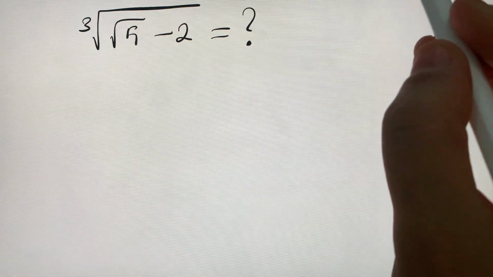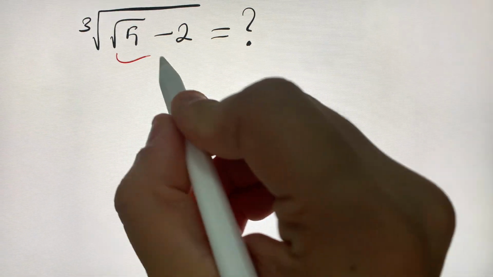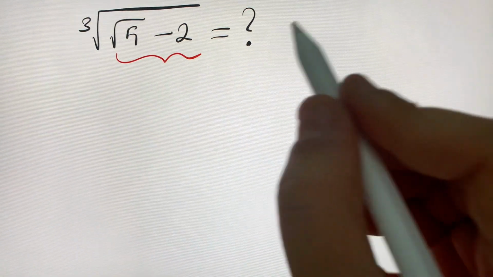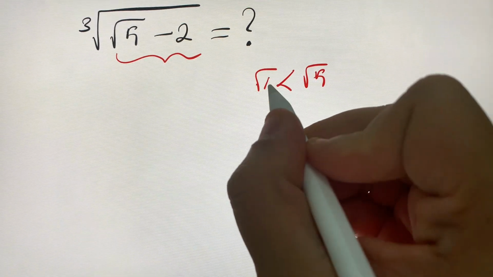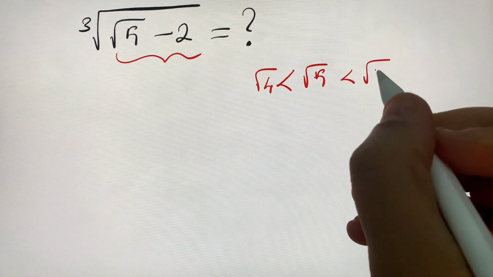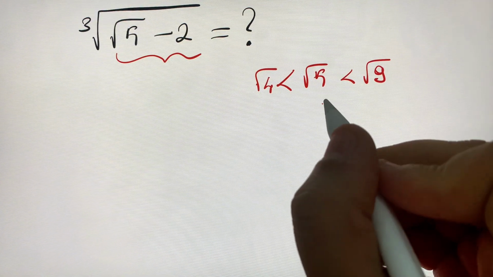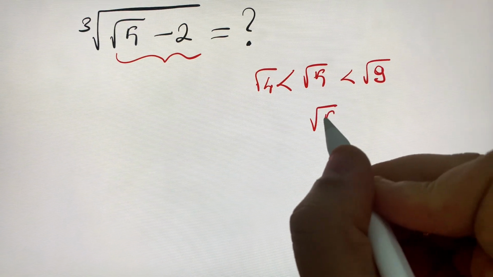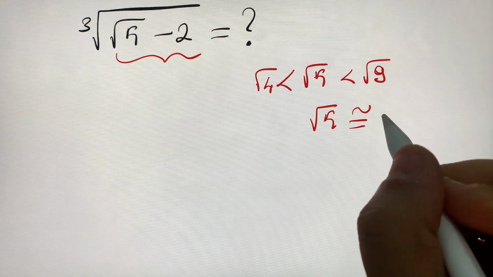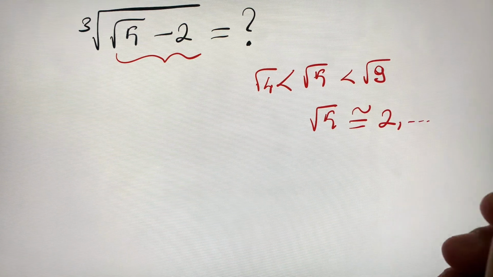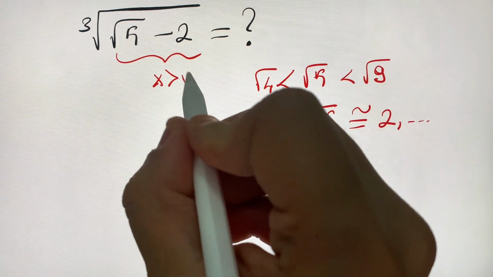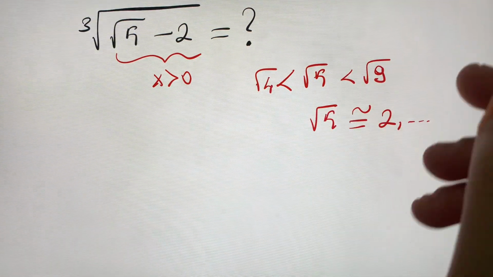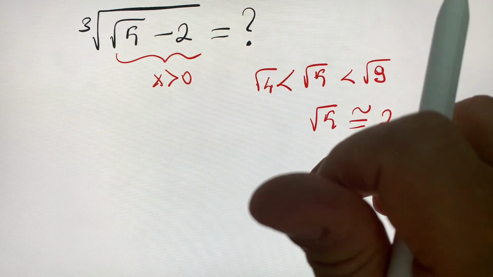First, I focus on the expression here. Root 5 minus 2. Now, the expression we call root 5 is between root 4 and root 9. Therefore, root 5 is about 2 point something, so definitely the inside will be bigger than 0. If we say x inside, now let's start solving our question.